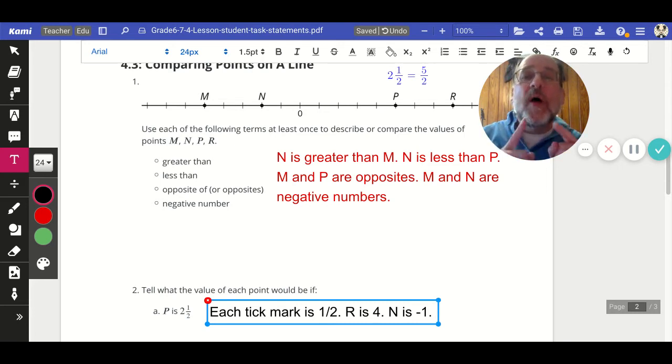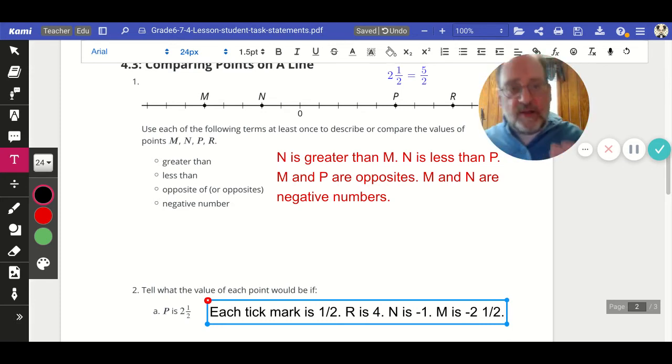And I already know what m is because it's an opposite, but I can still count it off. Negative 1/2, negative 1, negative 1.5, negative 2, negative 2.5. M is negative 2.5. Cool. So once we know what we're counting by, everything else is pretty straightforward.